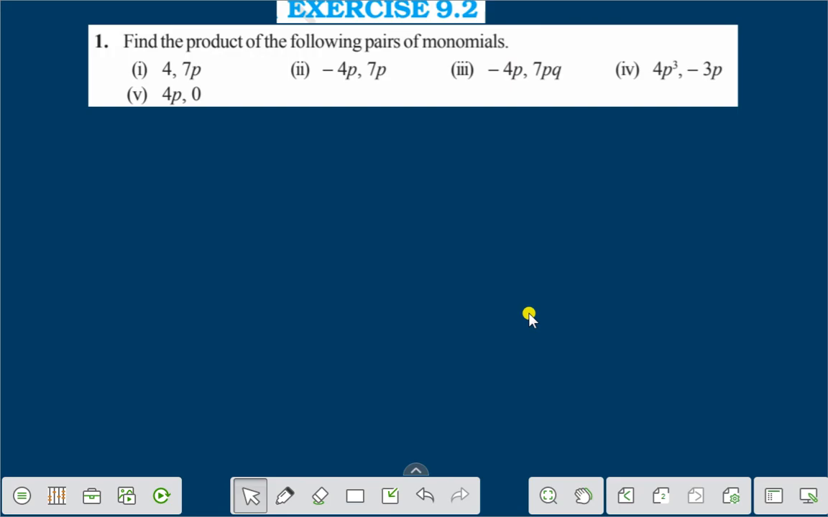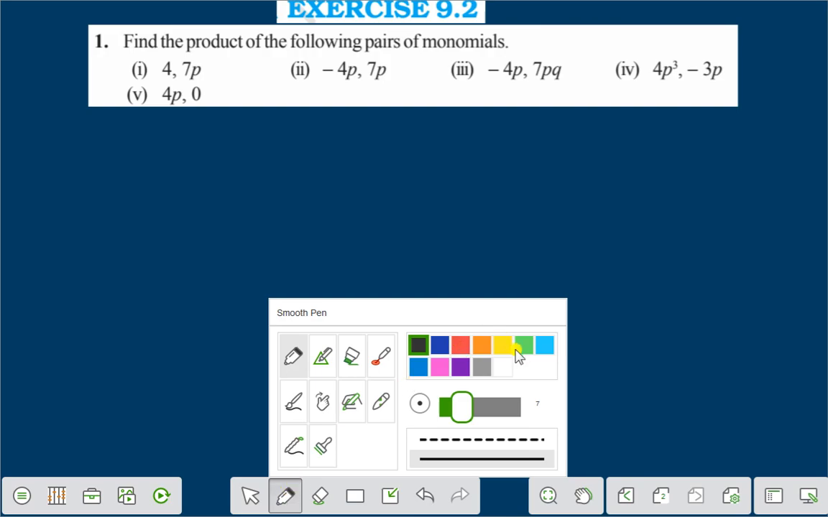Hello everyone. Today we shall discuss exercise 9.2 question number 1. Find the product of the following pairs of monomials. We have to find the product of these monomials. Let us find the product.